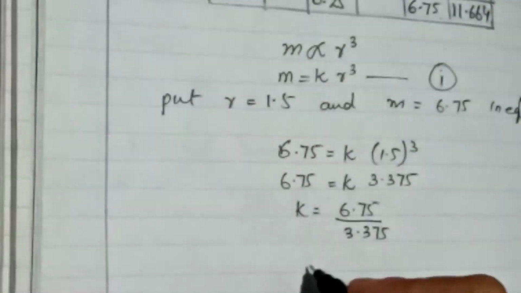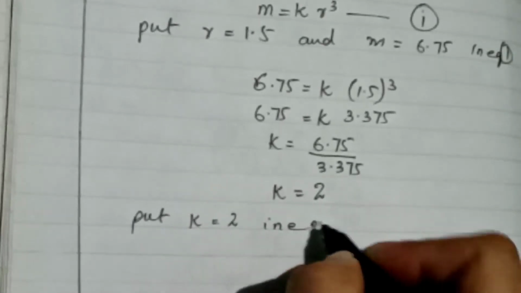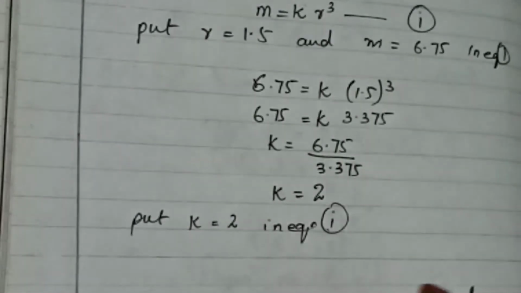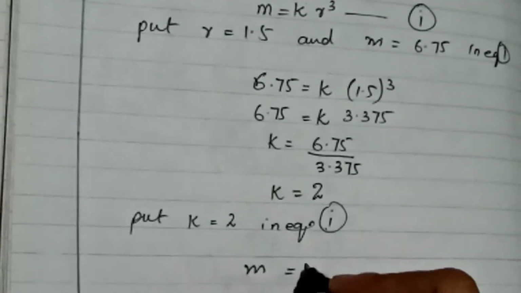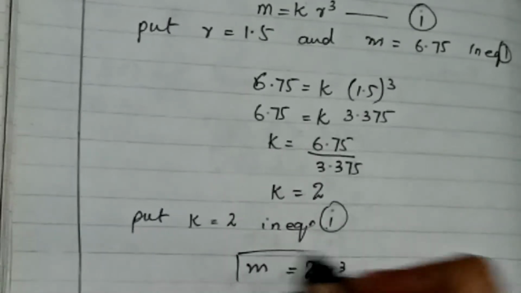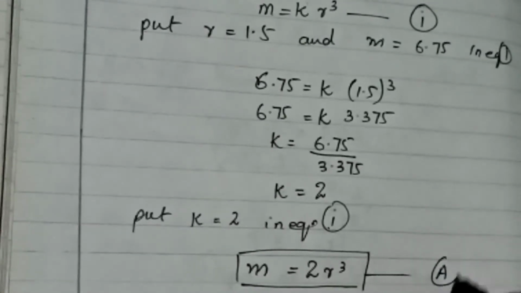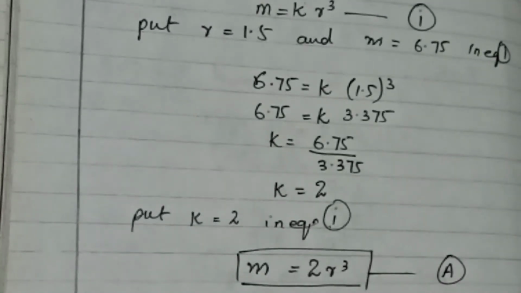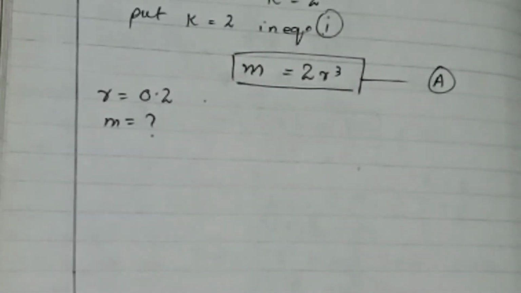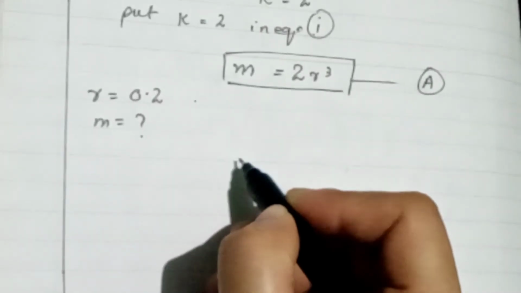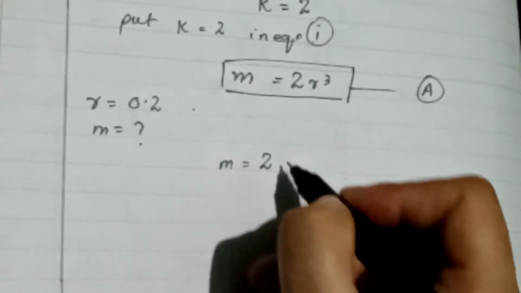So by calculating, k equals to 2. Put k equals to 2 in equation 1, we get m equals to 2r cube here. So this is our equation that we are going to use for calculation. For our first value, r equals to 0.2, and we have to find the value of m here. M equals to 2 r cube means 0.2 cube.